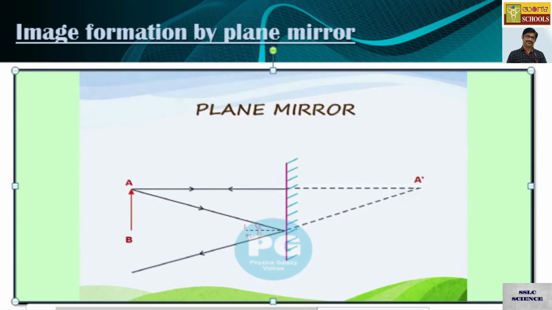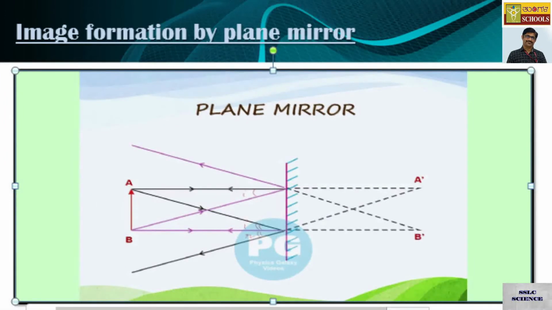Next, for point B, a ray of light falls normally on the mirror. This ray will retrace its path. Another ray of light falls at this point, so this will be the angle of incidence. Now, this ray will get reflected following the laws of reflection, that is, angle i is equal to angle r. Again, these two reflected rays are diverging in nature, so they will appear to meet at point B dash behind the mirror. Now, we join A dash and B dash, and we get the complete image of the extended object AB.